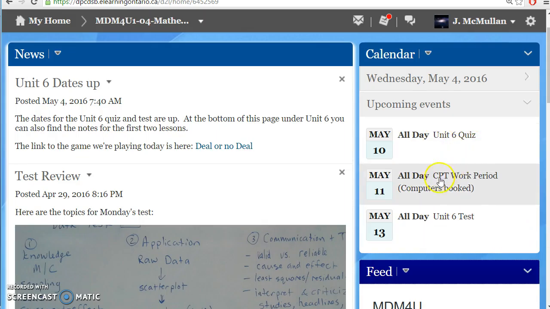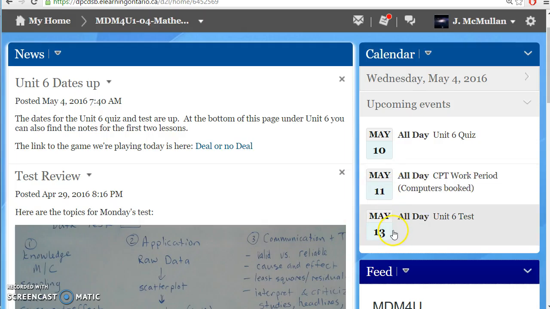I want to remind you that on the 11th, I have the computers booked for your CPT, so that's a very good day, especially if you really haven't started yet or are still in the early stages. That'll be a good day to sit down and take a real bite out of this project. So it's very important that you get on that if you haven't been making much progress.